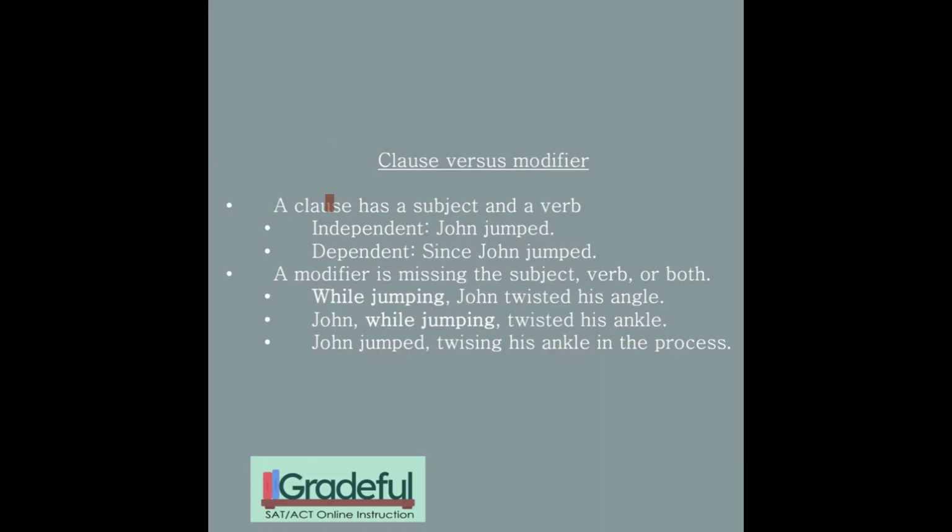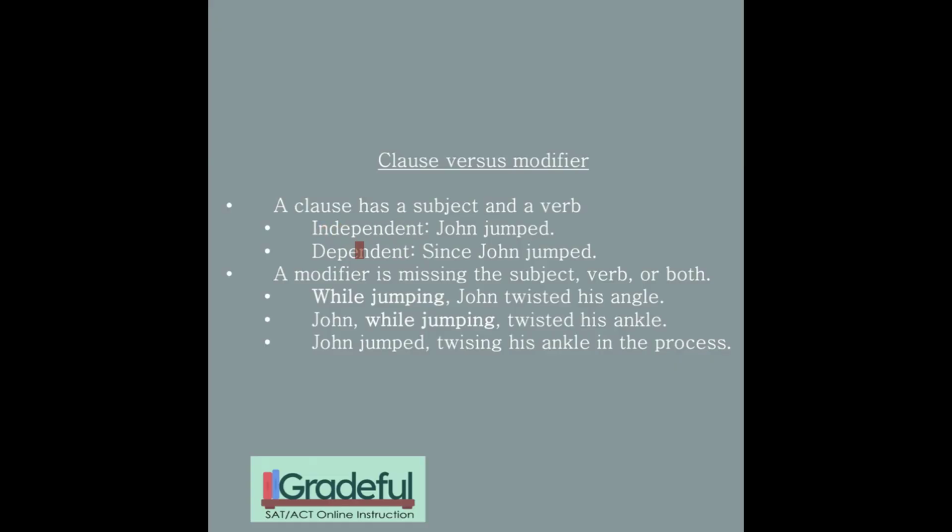So a clause is something that has a subject and a verb. An independent clause would be something like "John jumped." John is the subject. The subject is who or what is doing the verb, and jumped is obviously the verb. So if you have a subject and a verb, and if it sounds like it finishes, that's an independent clause.